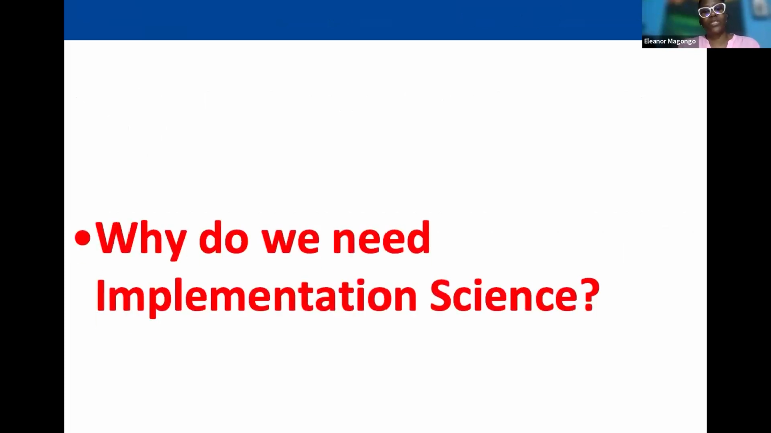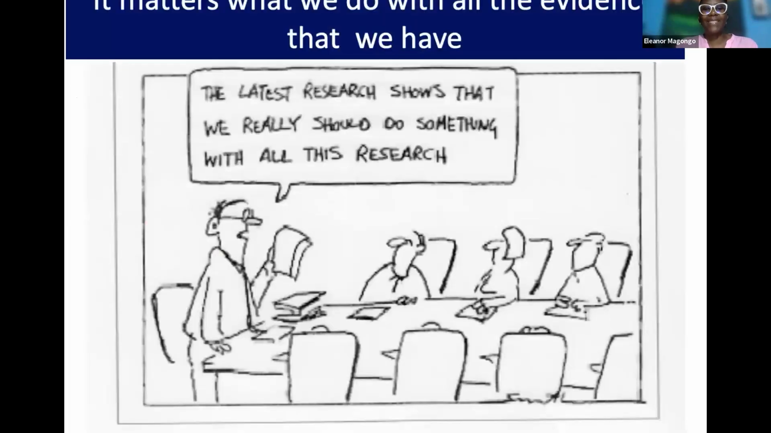So why do we need implementation science? This is a cartoon of scientists like us in a boardroom, and they are discussing. Here we see that it matters what we do with all the evidence that we have. One of them said, the latest research shows that we really should do something with all the research that we have. So sometimes we generate a lot of effectiveness information, which is really good. But if we don't get that into practice, we've not done a lot of what we need to do to improve the well-being of our patients.